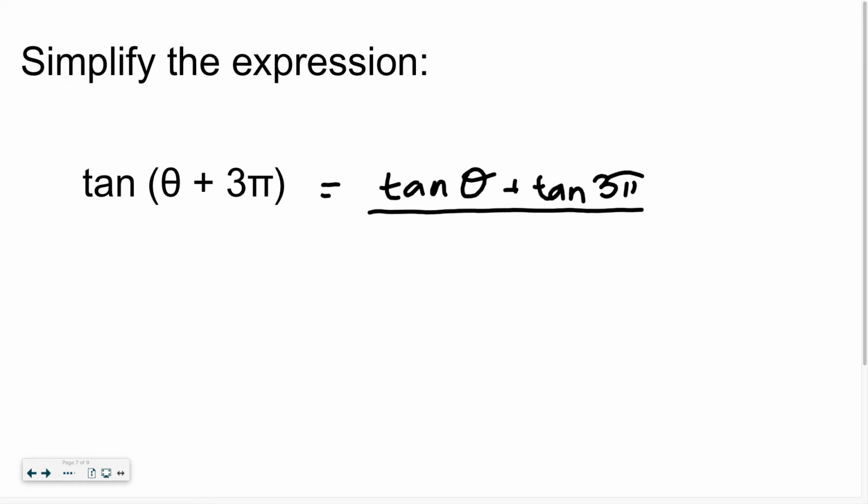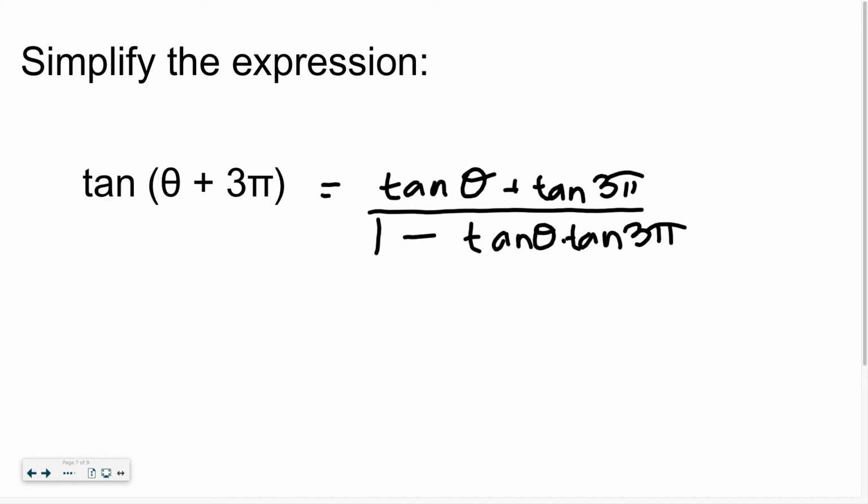And then the denominator says to do what? Switch signs. Start with a 1, right? 1 minus. It's the opposite of the sum or difference. Since we're doing a sum, we're going to subtract. And do we multiply tangent theta times tangent 3 pi? Okay, so tangent theta, unknown to us because we don't know what theta is. Tangent 3 pi?